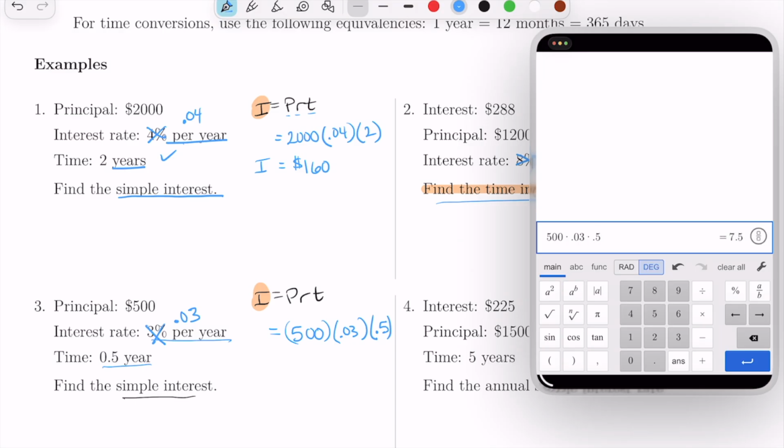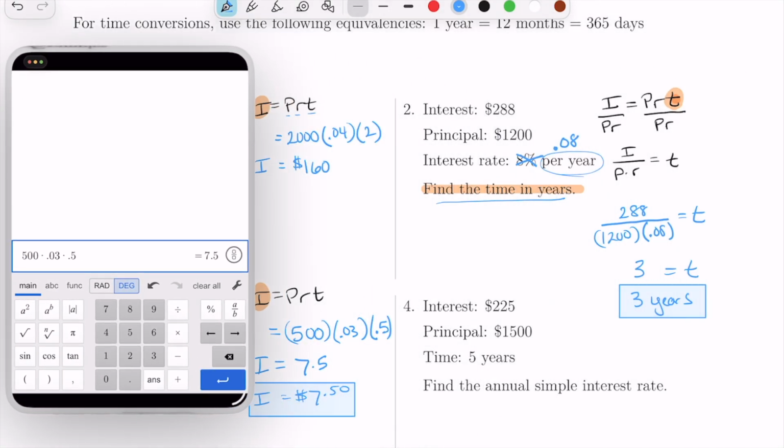That does get us then 7.5. Now that doesn't seem like a lot, and it's not, but I'm not going to leave this as 7.5 because we're dealing with money. So I'm going to write this as $7.50. Just makes a lot more sense to write it in dollars and cents. This is a relatively small loan. It's only $500. It's a low interest rate, and it's not for very long. So the interest will not be for very long.